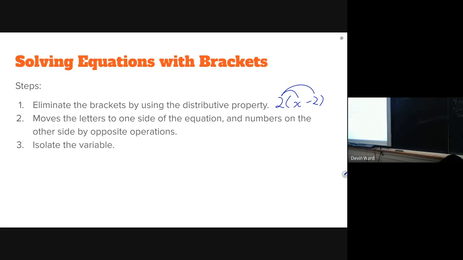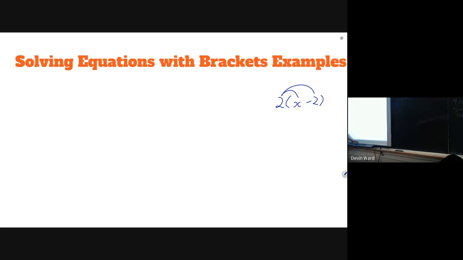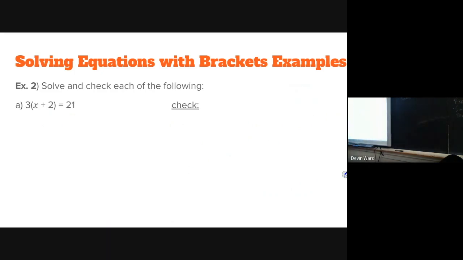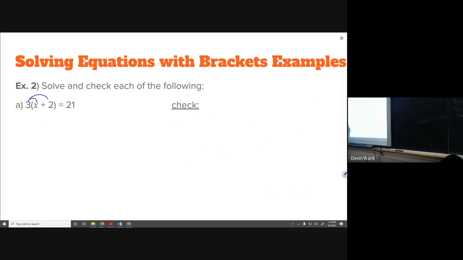The last step will be to isolate the variable. Okay? So we're going to solve and check this first one here, then we're just going to solve. So 3 times x plus 2 equals 21. My first step is distribute. So 3x plus 6 equals 21.